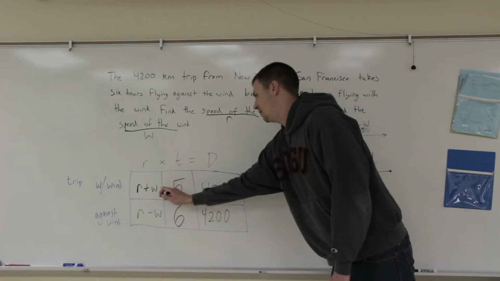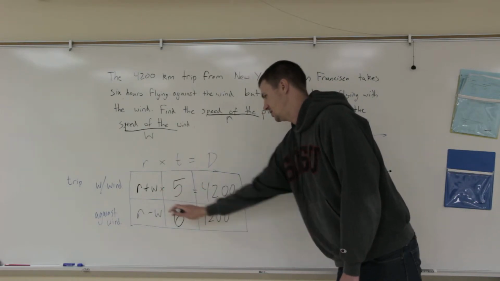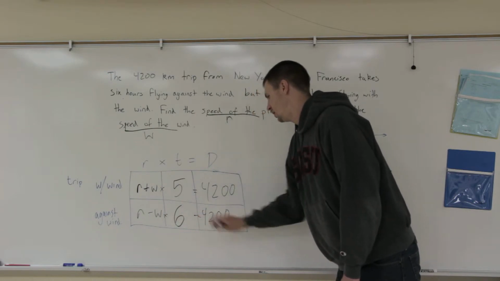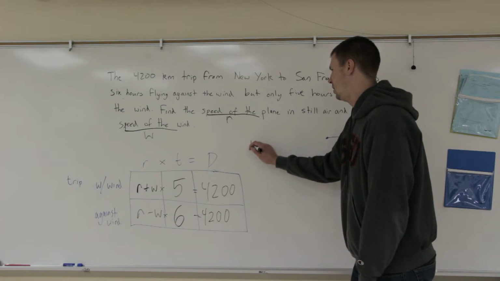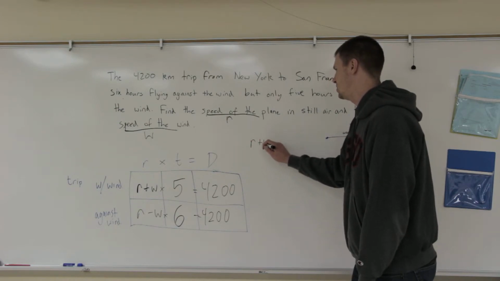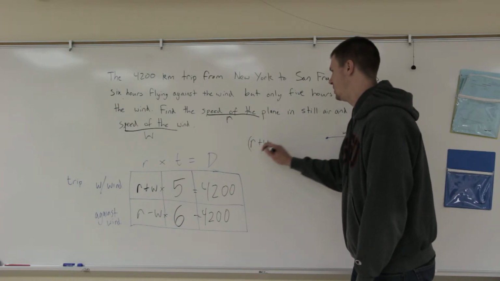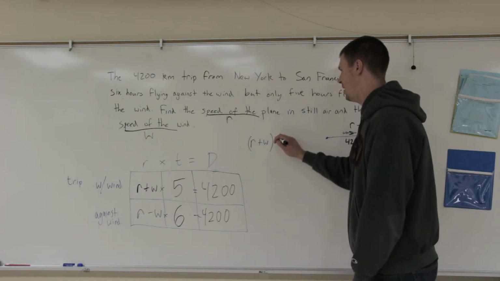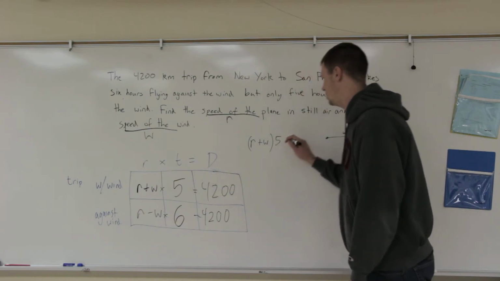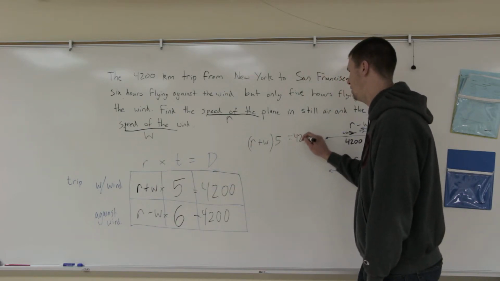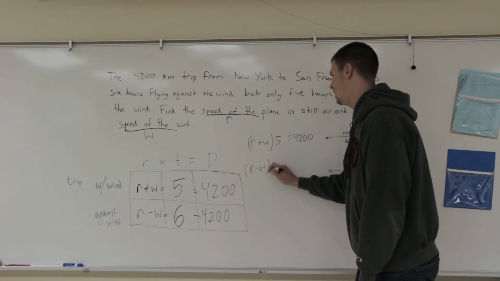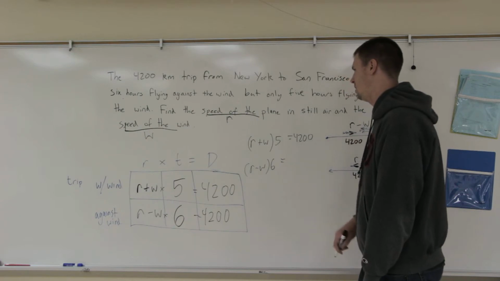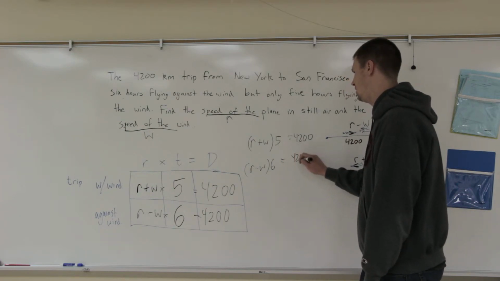Rate times time equals distance for both of these trips. So I can make my system of equations. r plus w times my 5 is equal to 4,200. r minus w times my 6 equals 4,200 again.